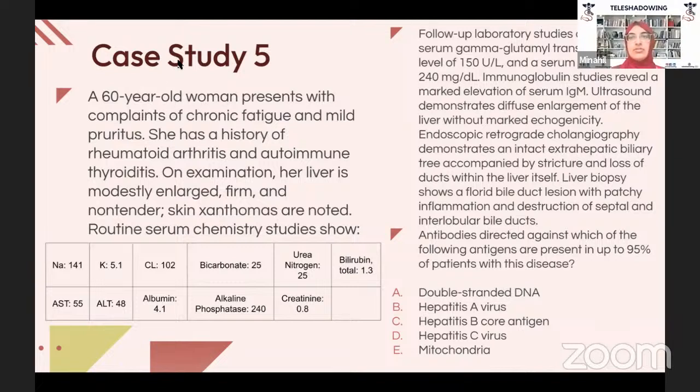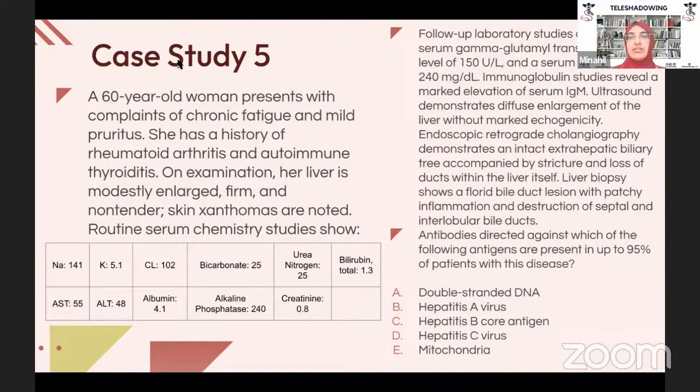Follow-up lab studies demonstrate a serum gamma glutamyl transpeptidase level of 150 and a serum cholesterol of 240 milligrams per deciliter. Immunoglobulin studies reveal a marked elevation of serum IgM. Ultrasound demonstrates diffuse enlargement of the liver without marked echogenicity.